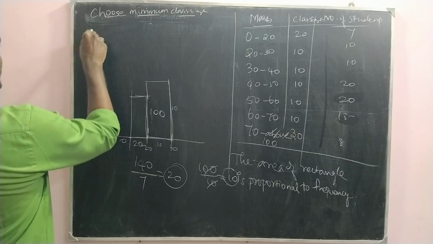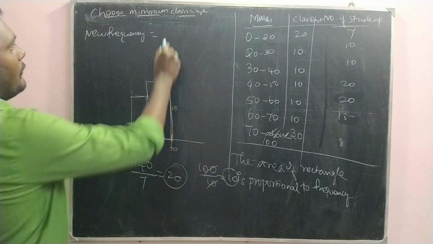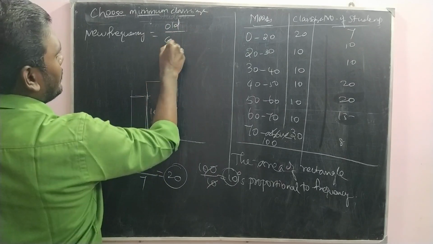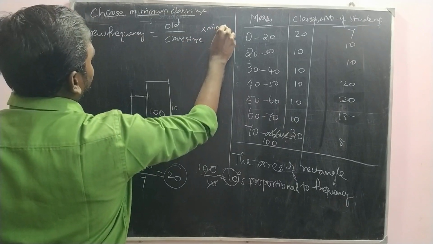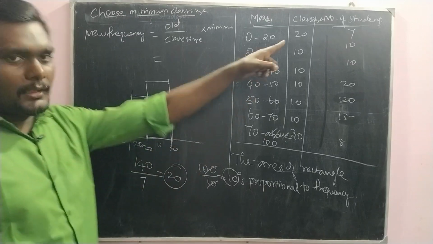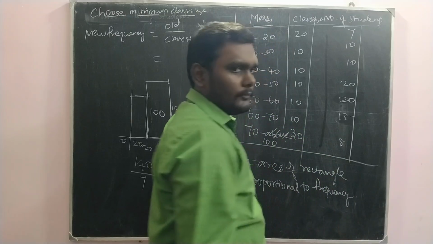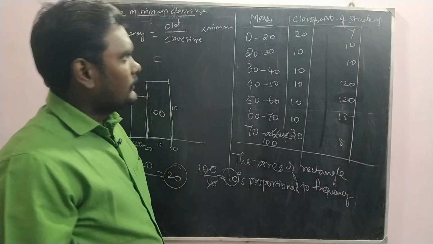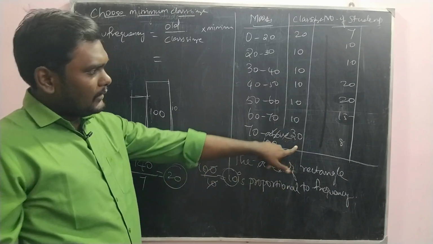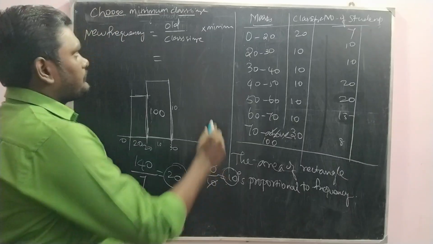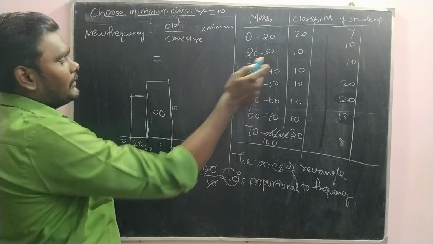So the new frequency equals the old frequency divided by the class size, multiplied by the minimum class size. For example, here we'll calculate the new frequencies. Let me do it here. Shall we calculate for this? What is the minimum class size that you can choose from this? 30, 10 or 20? That minimum class size, 10, we will choose. After choosing 10, convert to the new frequency.